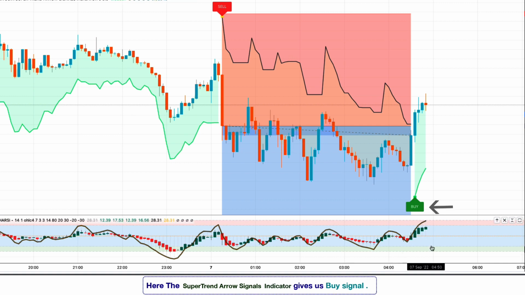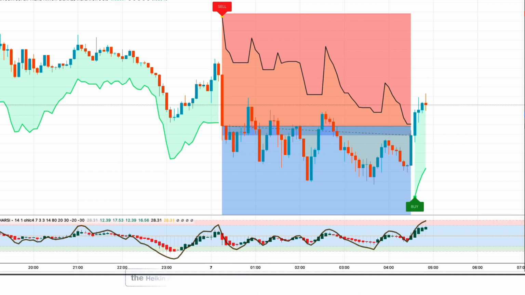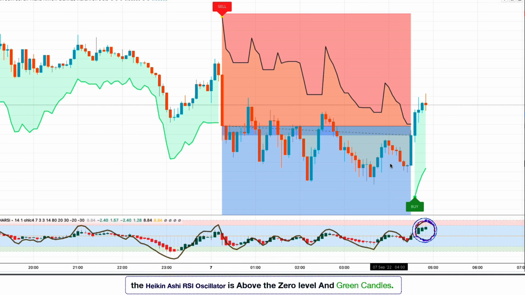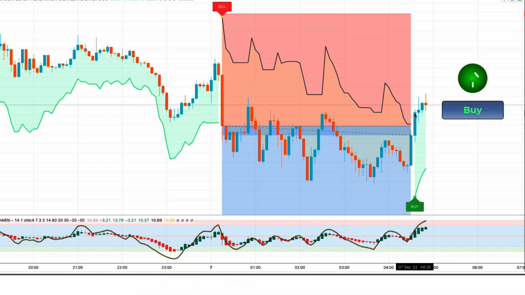Here the super trend arrow signals indicator gives us buy signals. The market is from S2 bullish candle for confirmation. The Heiken Ashi RSI oscillator is above the zero level and green candles. So all our conditions are being fulfilled, so we are placing an order to buy.